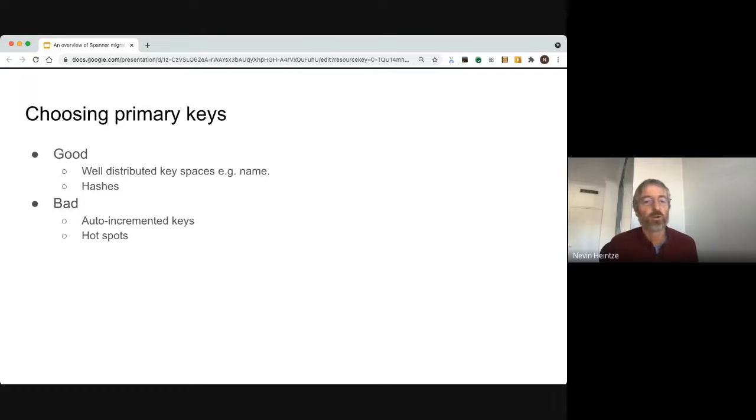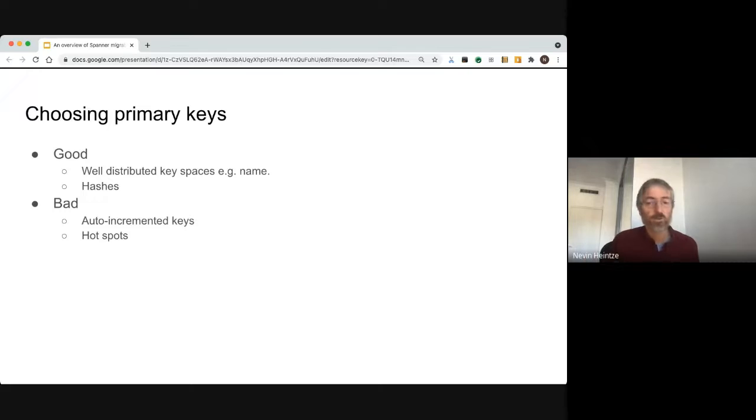And very simply put, a good primary key is one that spreads the key values over the key space. So names are usually a good primary key, unless everyone has the same name or very similar names. And hashes are also an excellent primary key. What we want to avoid is primary keys that clump together some aspect of the life cycle of table rows, whether that be creation of rows or updates and reads or deletions.